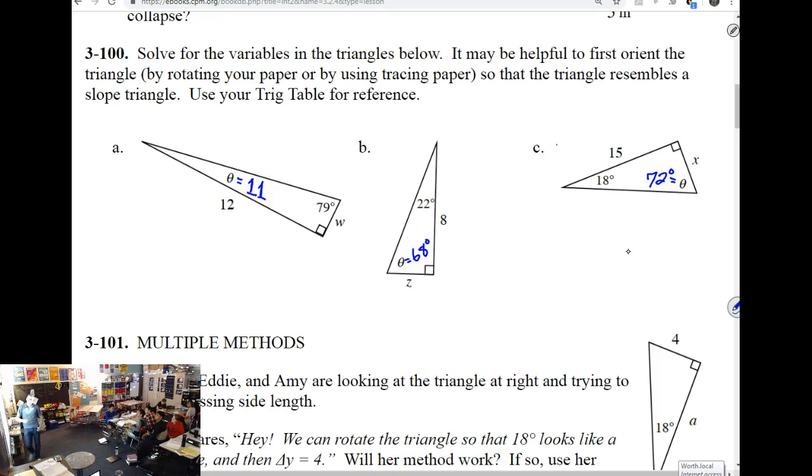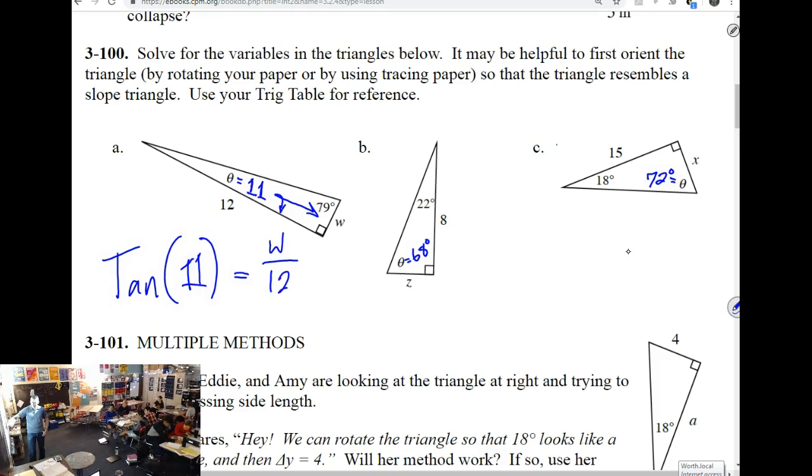Hold on. Slope is rise over run, right? So tan of 11. Please write this out, especially if you're struggling. Tan of 11 equals rise compared to run. This is an easy proportion to solve because my W is on top. Tan of 11 times 12 equals 10. My advice: type 12 first and you don't have to hit multiply. You just type 12 tan 11.